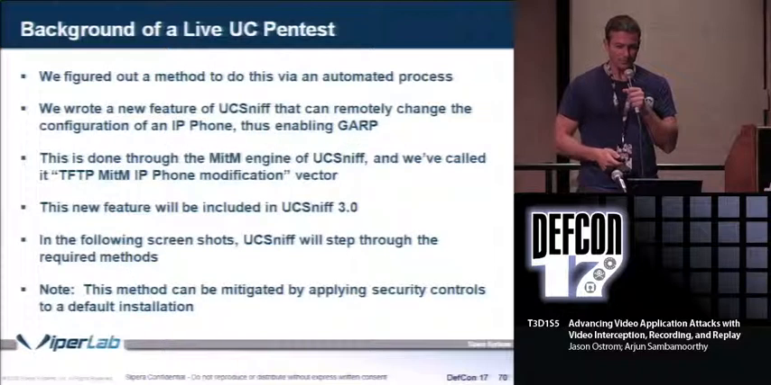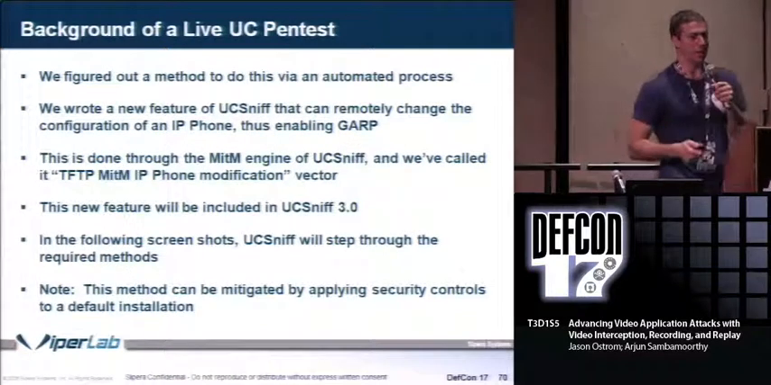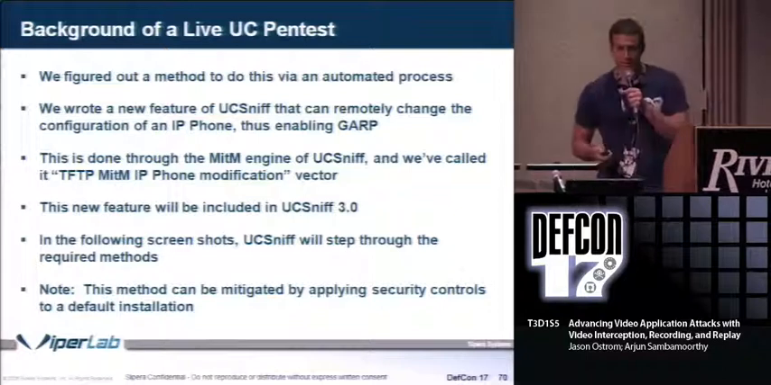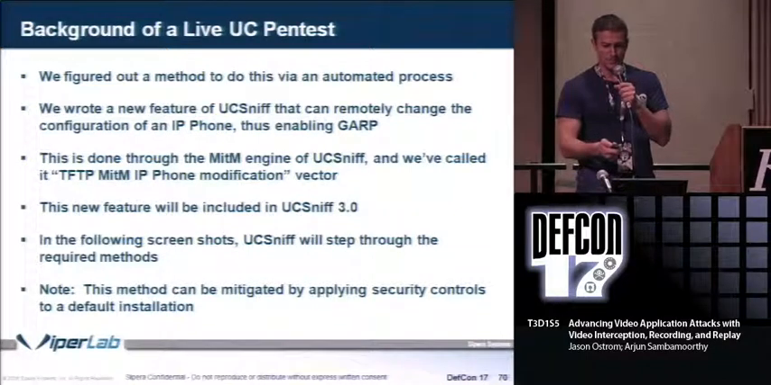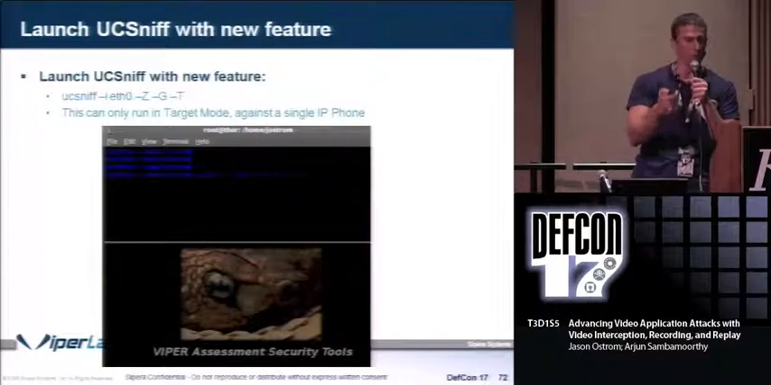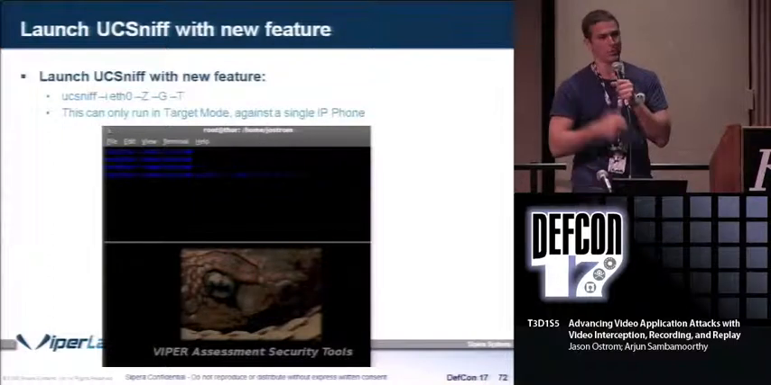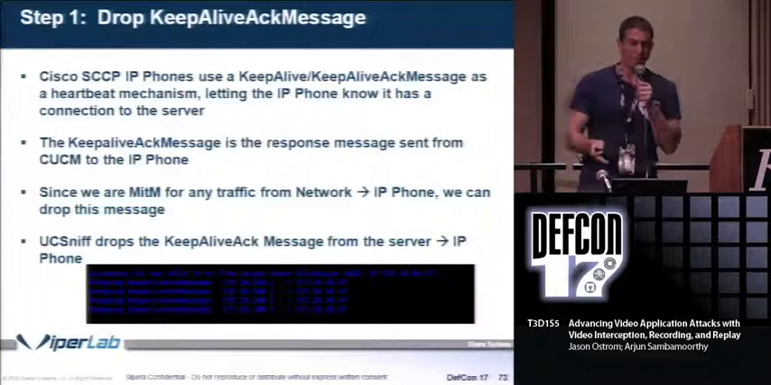This is what we figured out. We figured out a method to do this with UCSIF. We call it the TFTP man-in-the-middle modification attack. What we do is we target the phone, we create targets.txt, and we launch UCSIF with the new feature that we created for UCSIF, which we're about to release. First off, what we do is we drop keep alive ACK messages.